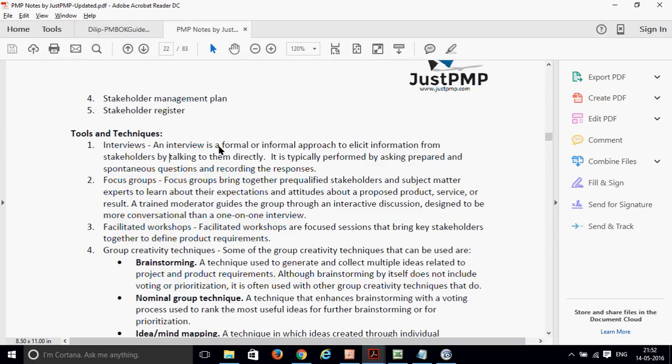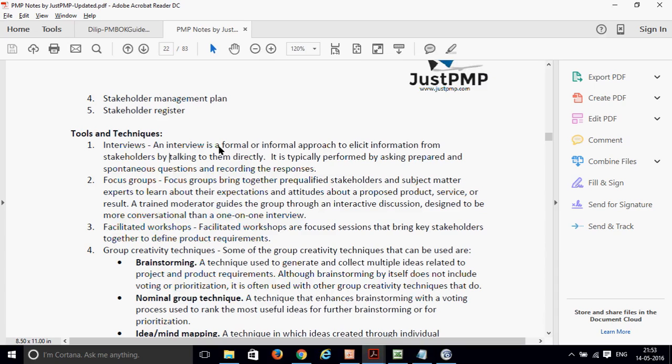Okay, if I need some information from somebody, what am I going to do? I'm going to interview him, right? I will try to find it out. So interview is one of the tools and techniques that you can use as part of collecting requirements.